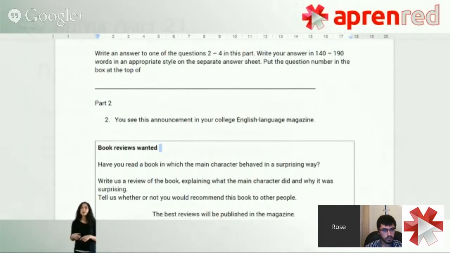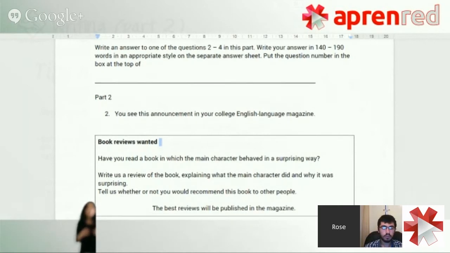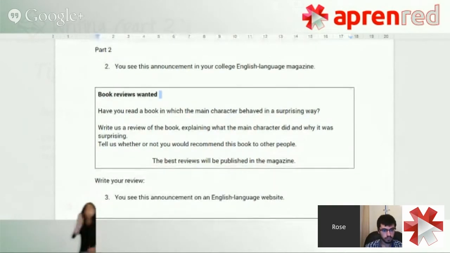Okay. When we read the instructions, it says, write an answer to one of the questions 2 to 4 in this part. Write your answer in 140 to 190 words in an appropriate style on the separate answer sheet. Put a question number in the box at the top of the paper. Wow. 2. The first one.